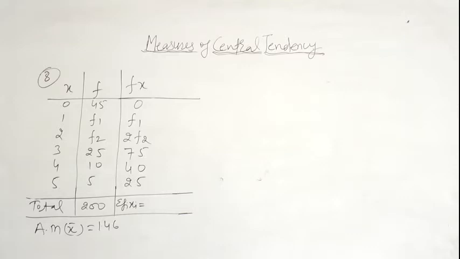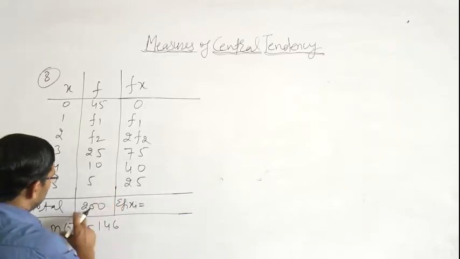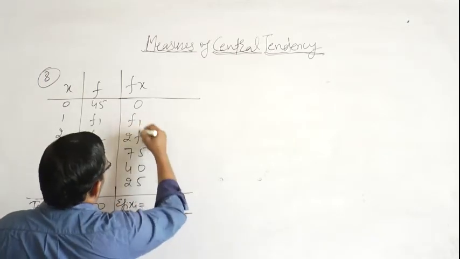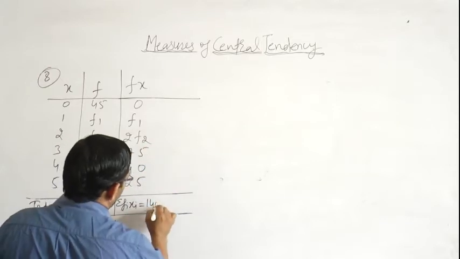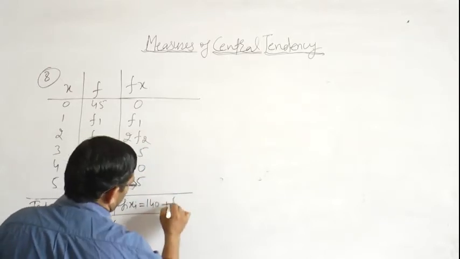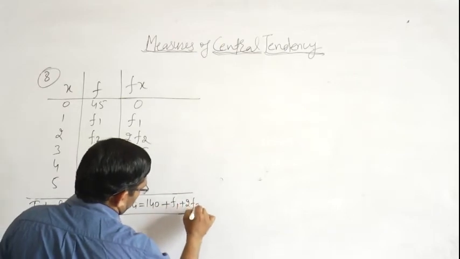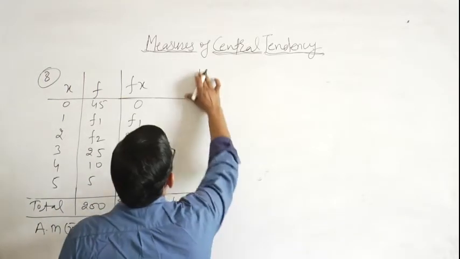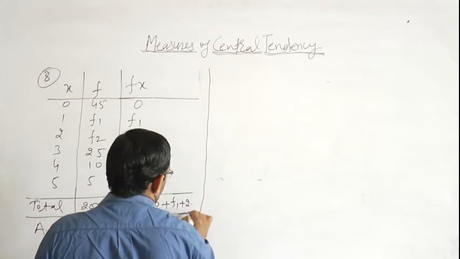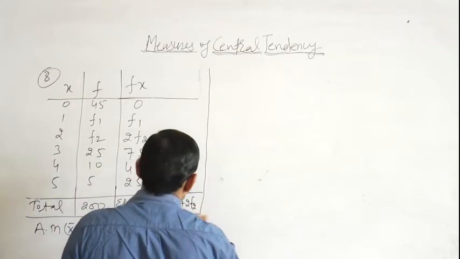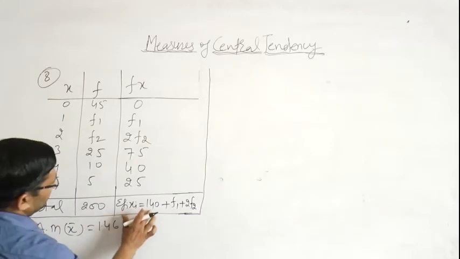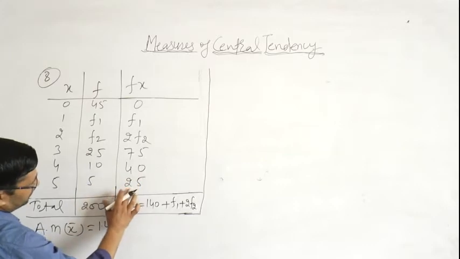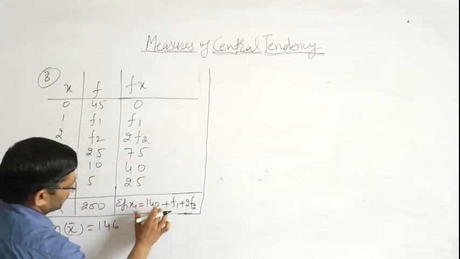140 plus f1 plus 2f2. Sigma fi xi is 140 plus f1 plus 2f2, and 40 plus 25 is 65, 65 plus 75 is 140.